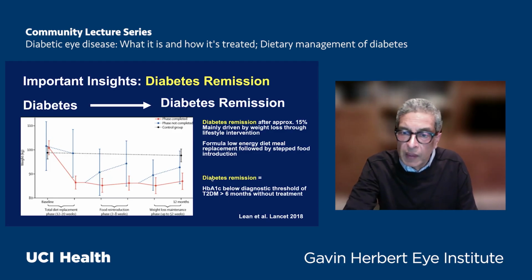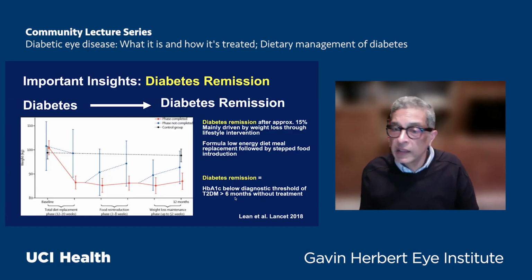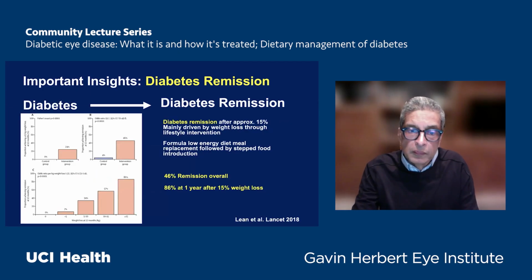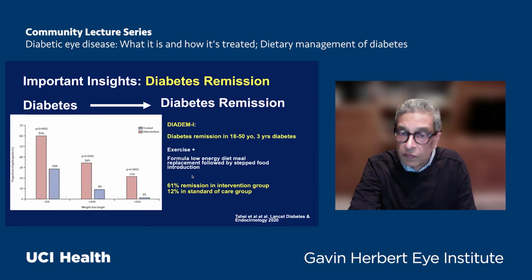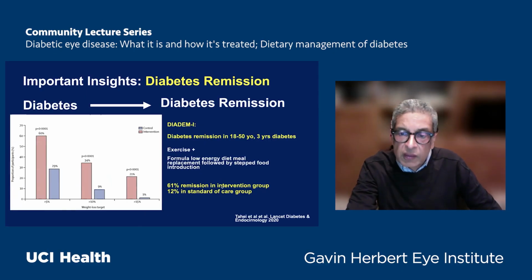And diabetes remission was defined as hemoglobin A1C below the diagnostic threshold, and in Europe it's 6%. And there was no evidence of type 2 diabetes for more than 6 months without any other treatment, so no other medications, right? And 46% of the individuals who participated had remission overall, and 61% remission was found in the intervention group, 12% in the standard care group.